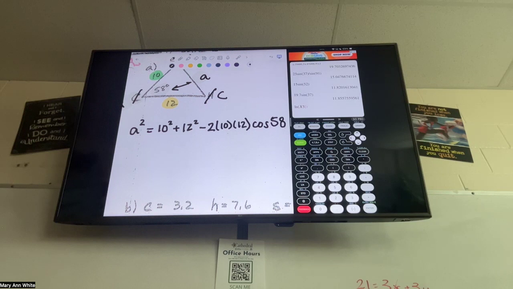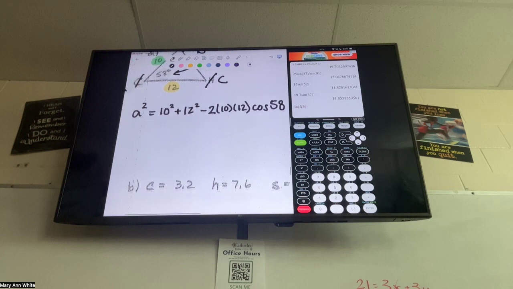You could plug this right in your calculator. You're welcome to go 10 squared plus 12 squared. I am going to slowly break it down for you because there are going to be times that we can't put it straight in our calculator. So go ahead and see if you can enter it right in your calculator, and then you can also see what I do when I break it down and do it part by part.